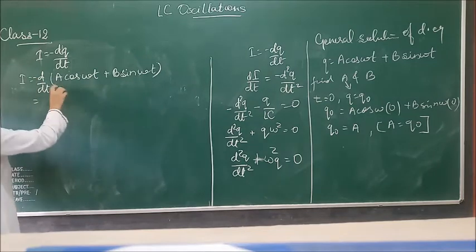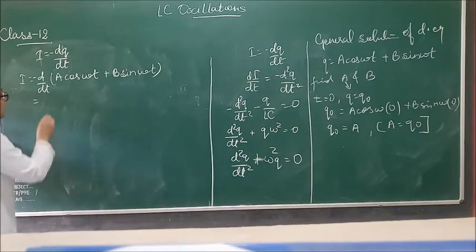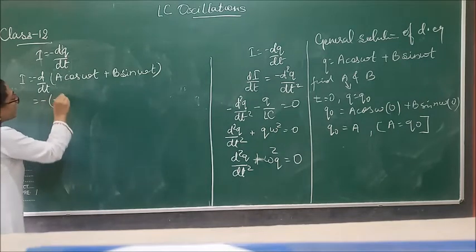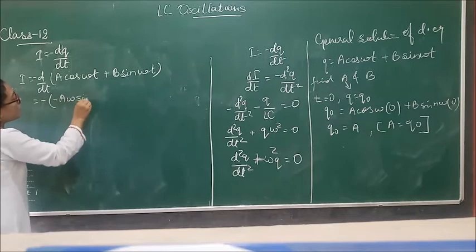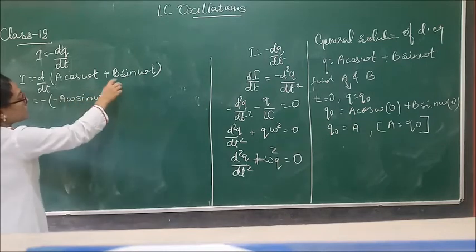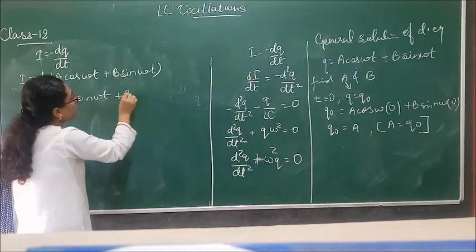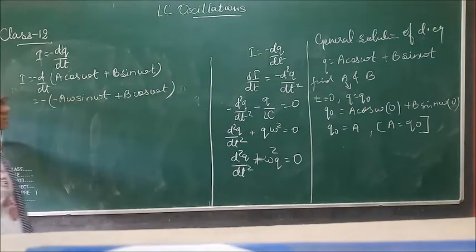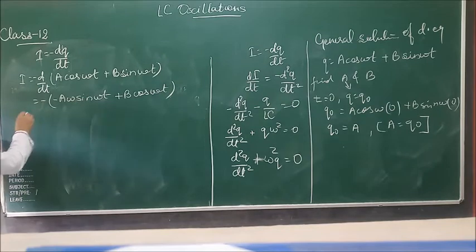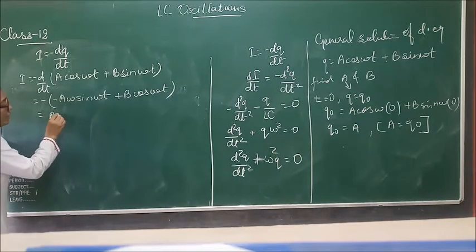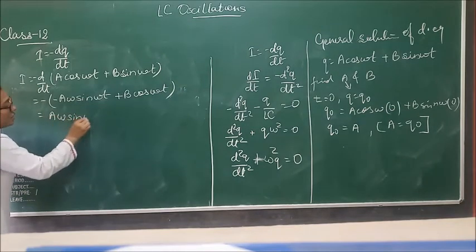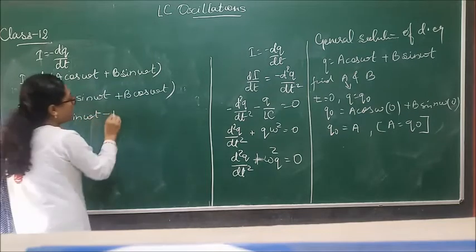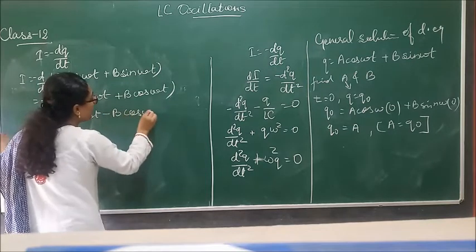Now, differentiating of this value, cos का कितना होता है? Minus A omega sin omega t. Sin का कितना हो जाएगा? Plus B cos omega t. But with the negative sign. So after writing it, this A omega sin omega t minus B cos omega t.